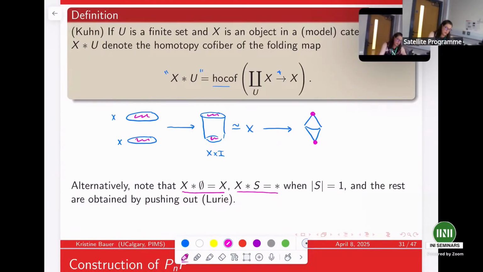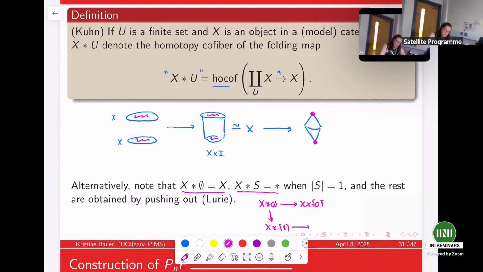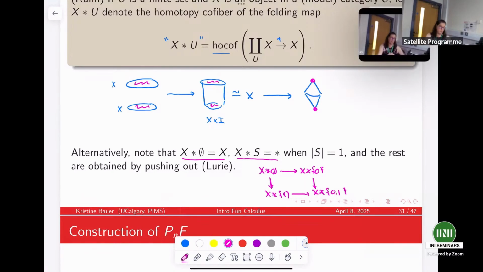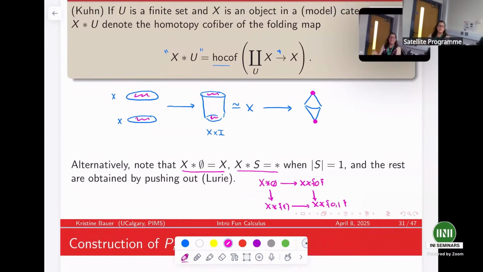And then if I wanted to do something with 2 points, then I just use the fact that a 2-point set is made out of 2 1-point sets, just like I did in the cube that I constructed before. And I will define what it means to be X join 2 points by taking the homotopy colimit. Not strict, we're in an infinity category. Okay. And so that's the essence of what that construction does.